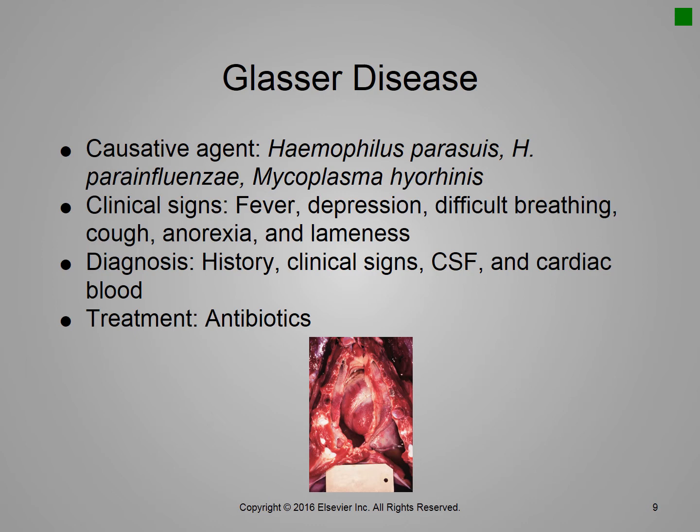History, clinical signs, cerebral spinal fluid, cardiac blood. There's several different ways to diagnose it. If you ever work for a swine facility or anything else, if Glasser disease pops up, your veterinarian is going to have his own diagnostic protocol, and they are usually very accurate. If you can get to them early, again, like a lot of pig diseases with antibiotics, they're going to do well. If you let it go on too long, it's going to be a mess.